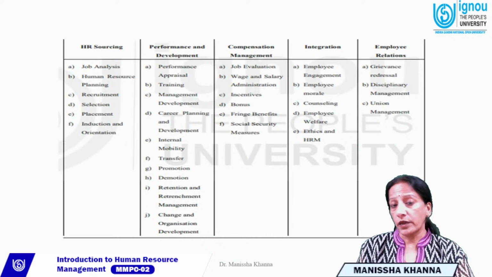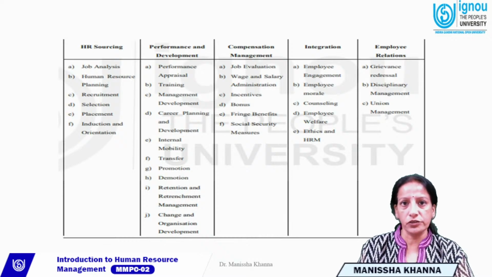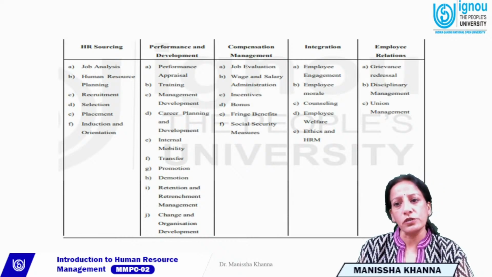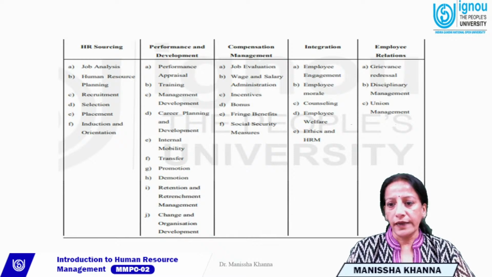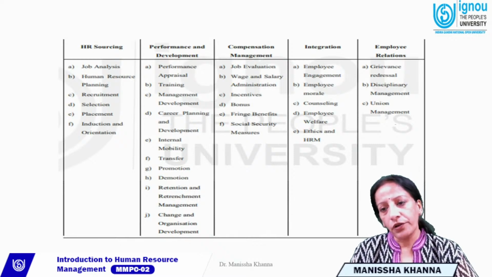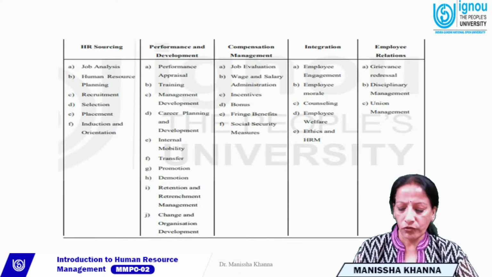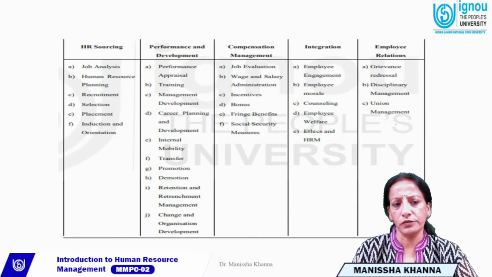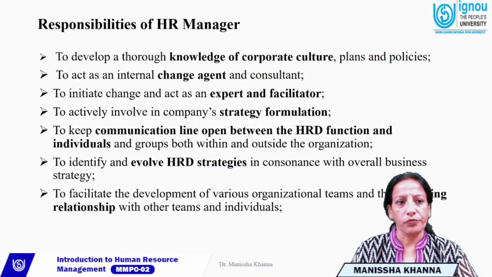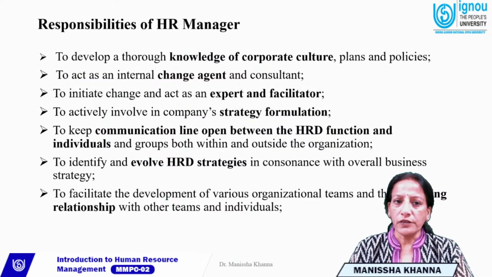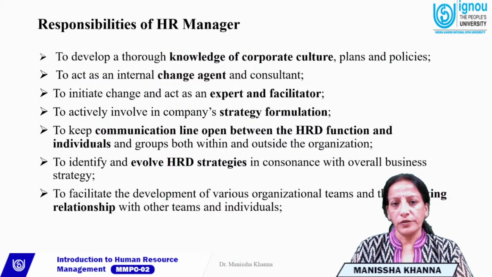It also relates to the ethics of the organization, which is directly linked with human resource policies or human resource management. Employee relations is all about grievance redressal, disciplinary management, and union management within an organization. So these are the operative functions which are mainly seen as HRM functions. These functions are mainly done by the HR manager or head HR.